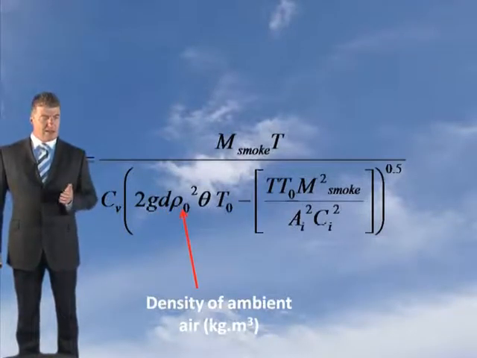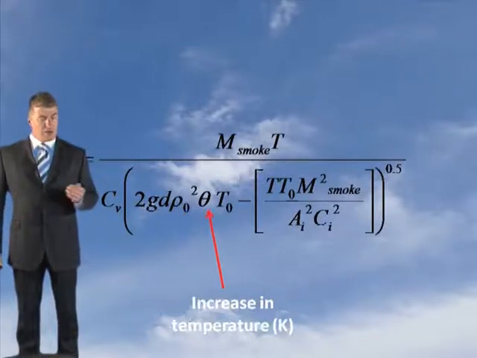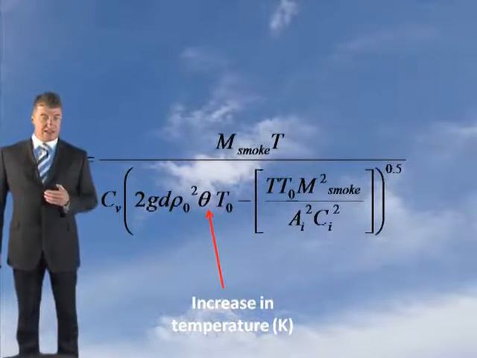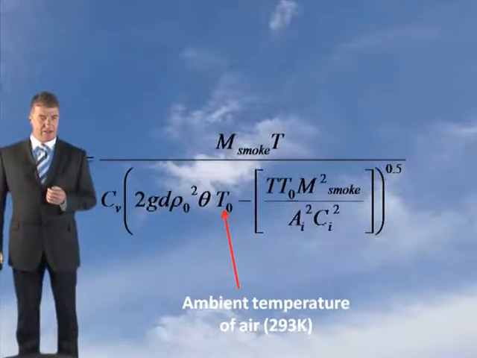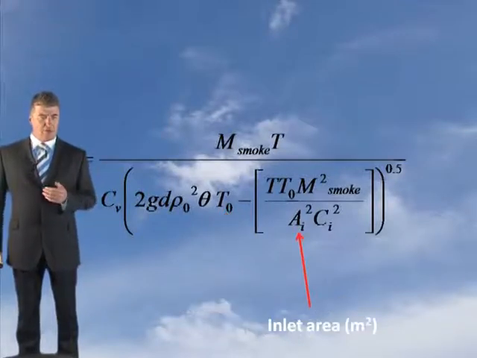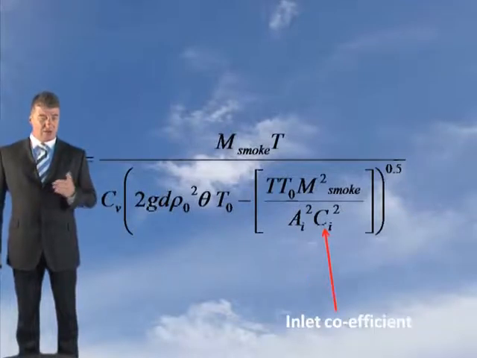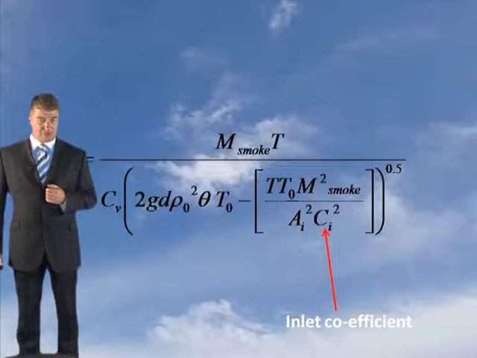You've got your density of ambient air in kilograms per metre cubed. You've got your theta value, which is your increase in temperature in Kelvin. You've got your T0, which is your ambient temperature of the air, which is normally taken as 293 Kelvin. And then you've got your AI, which is your inlet area in square metres, and you've got your CI, which is your inlet coefficient. They are the variables in this formula. So let's do an example with this model then.